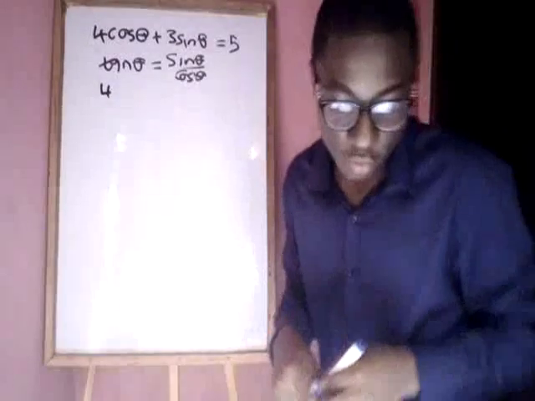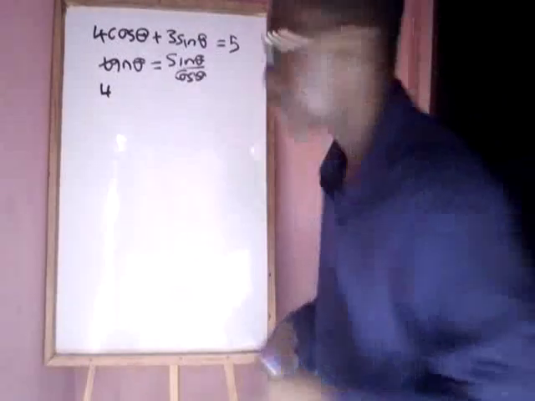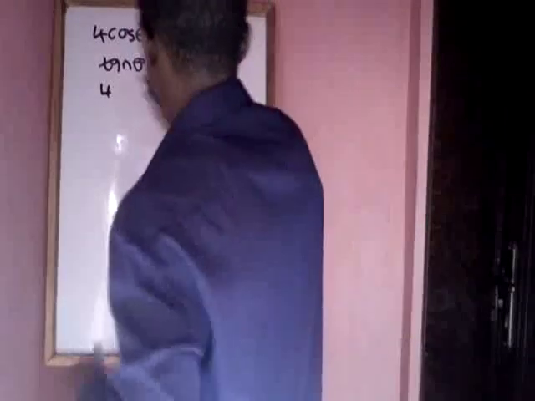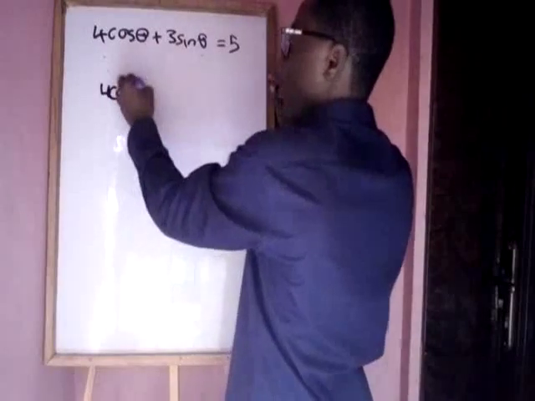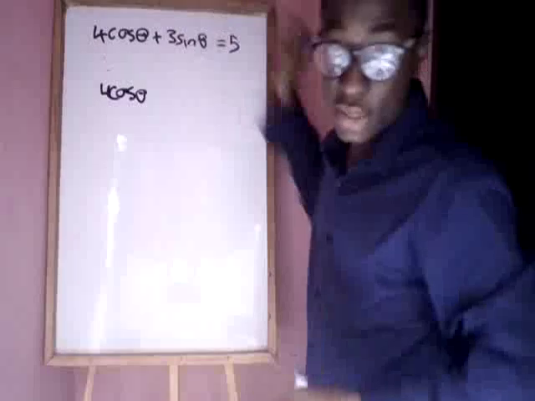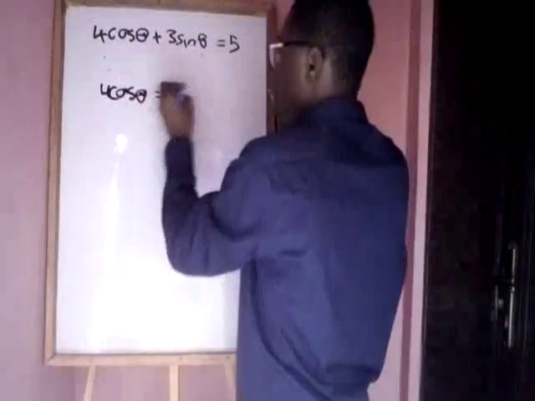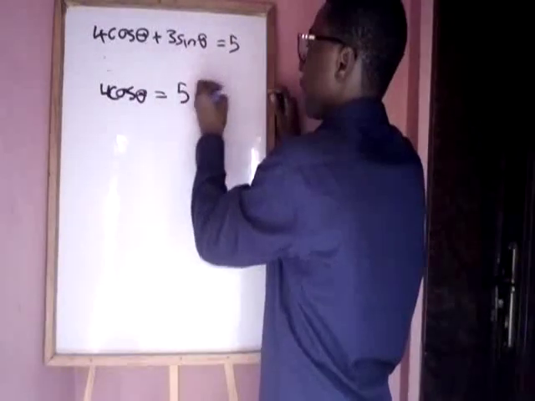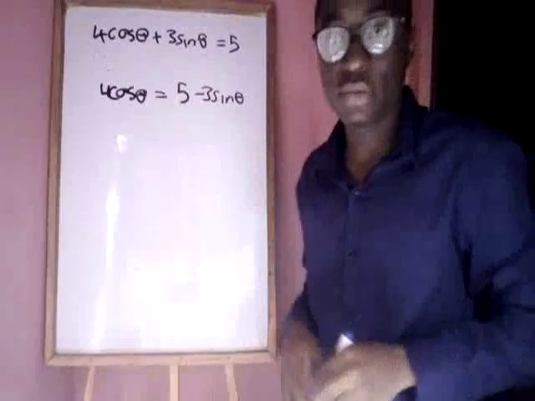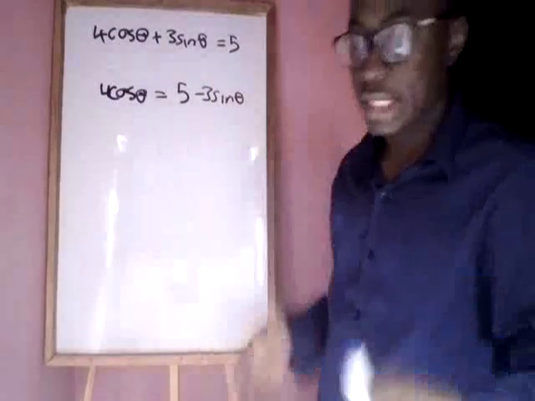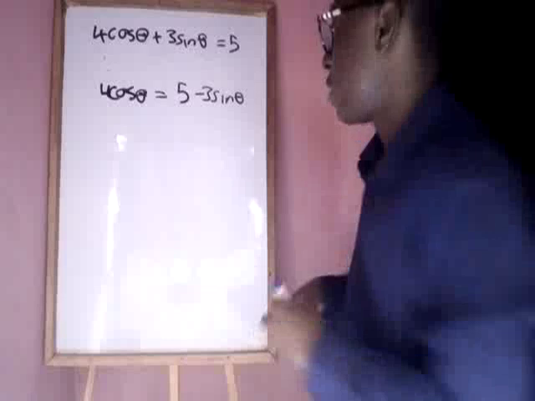So let's see, if we square both sides, we can move this 3 sin theta to the other side. That will be 4 cos theta equals 5 minus 3 sin theta. Because if we put them on the same side, it will lead to a lot of steps which we would normally skip. Now let's square both sides.